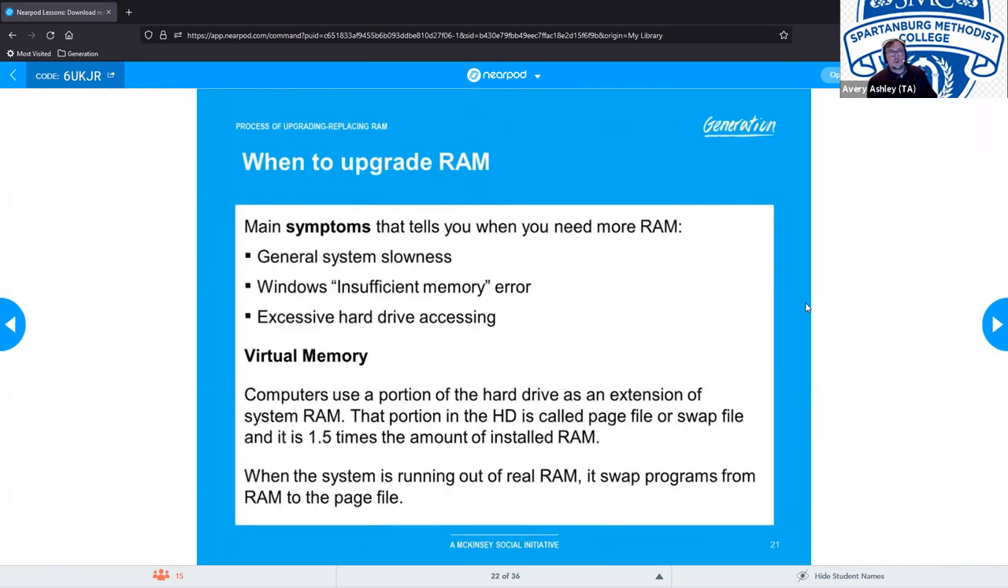All right, when to upgrade your RAM. So main symptoms that tell you when you need more RAM are going to be general system slowness, Windows giving you an insufficient memory error, and excessive hard drive accessing. So if you hear your hard drive going crazy, like it's spinning super hard nonstop, it's most likely because you don't have enough RAM in your system.